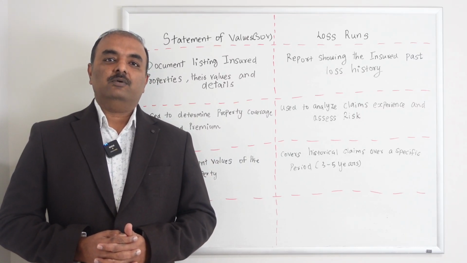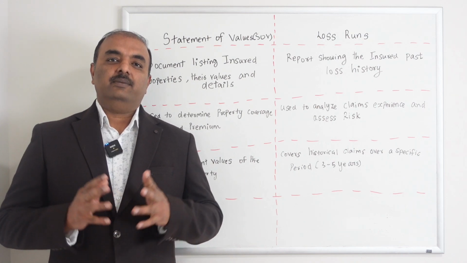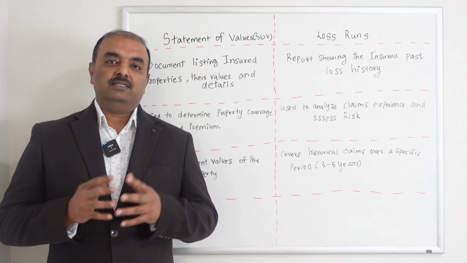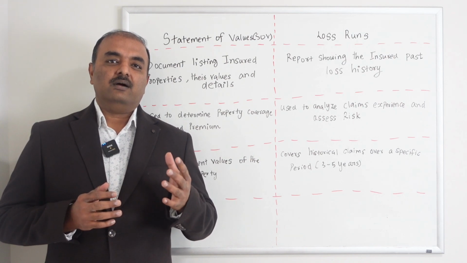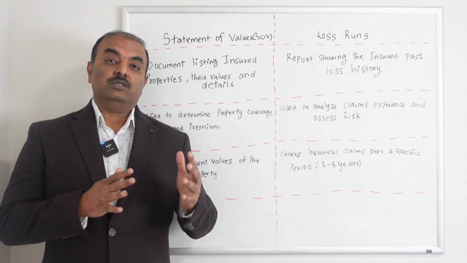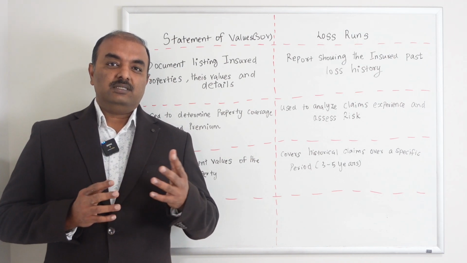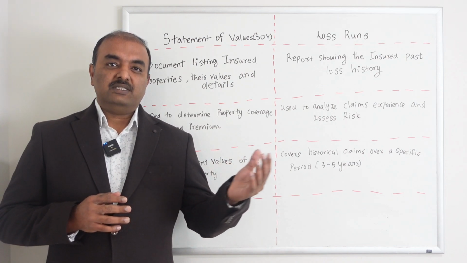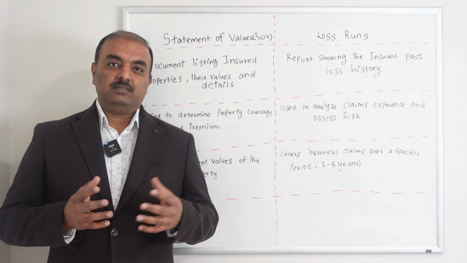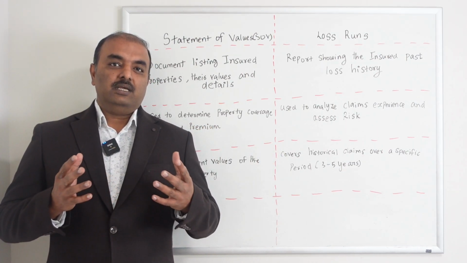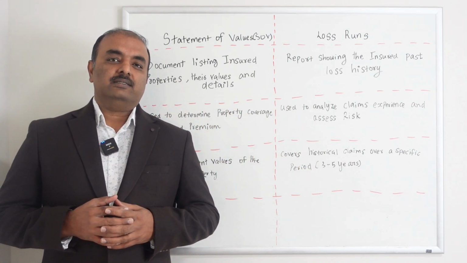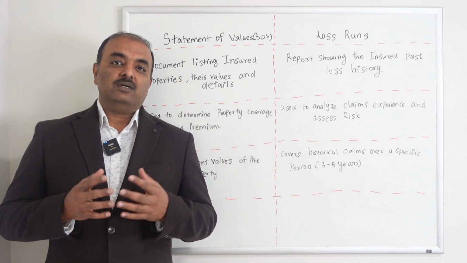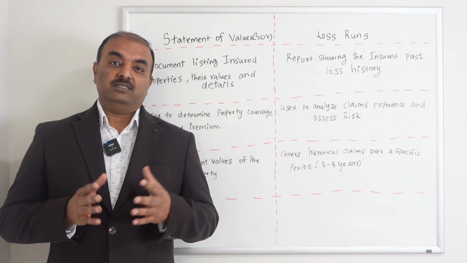Today I am going to talk about the difference between statement of values versus loss runs. These two documents are critical when it comes to commercial insurance. You might have seen people talking about, "I have received an SOV from the broker for a particular customer." Similarly, you might have seen, "I have to load these loss runs automatically into the risk analysis," etc. So it's very important to understand the difference between these two documents.